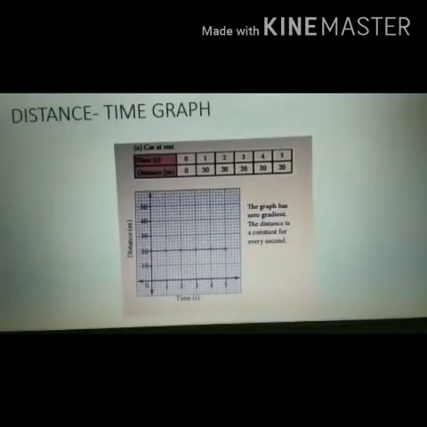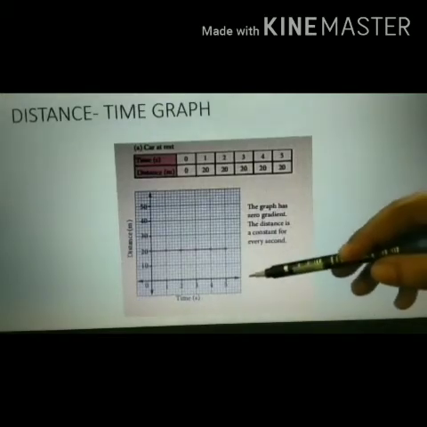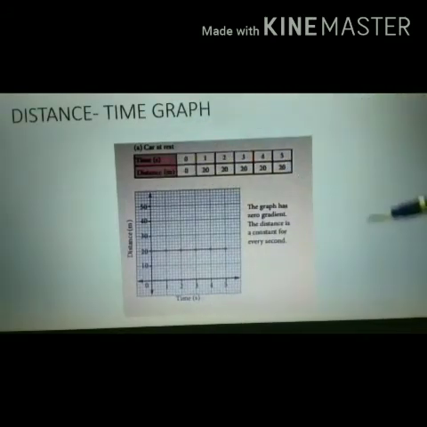And now we shall see the second topic, distance-time graph. I think you all know how to draw a graph. In a graph, you should know the x-axis and y-axis. In this graph, they are telling that time will be on the x-axis while distance will be on the y-axis.